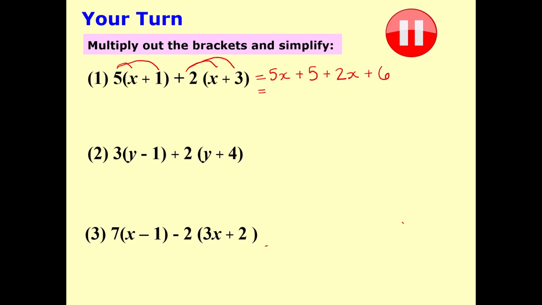We're then going to collect our like terms. So we've got 5x plus 2x, okay, so that gives us 7x, then we've got 5 plus 6 gives us 11. So 7x plus 11 you should have for that one.